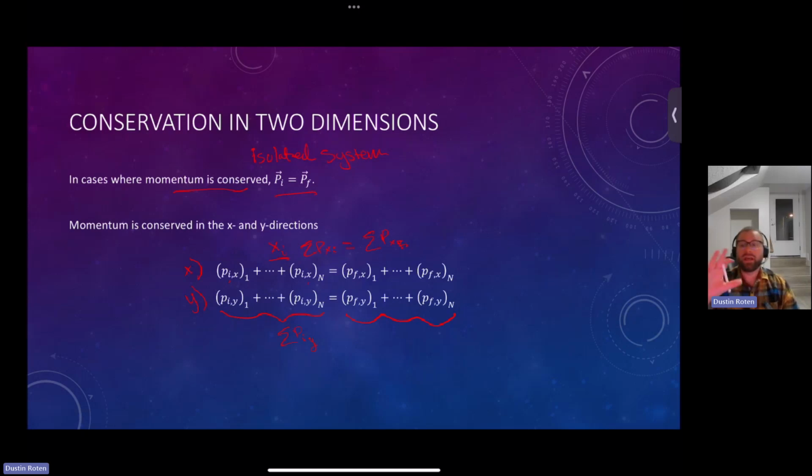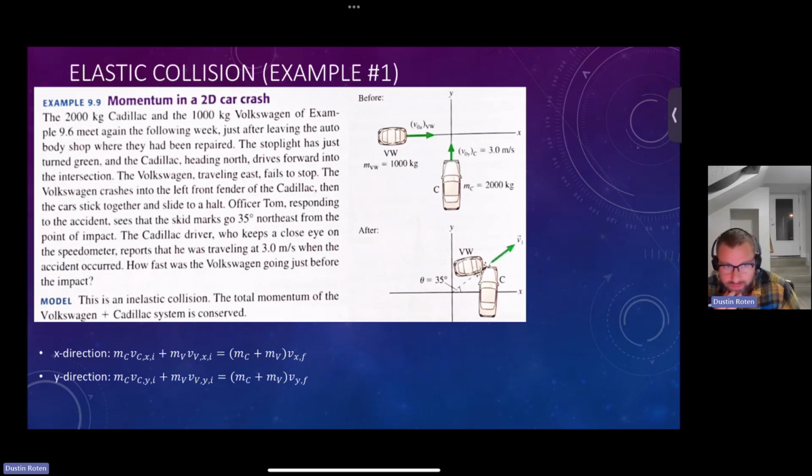You could think about it almost like free body diagrams and force problems where you have forces in the x direction and the y direction, but you're going to do your accounting separately. It's the same idea. So let's look at a quick collision here. This is one where we have two objects that hit, and they stay together, and then they have a common velocity and common direction afterwards.